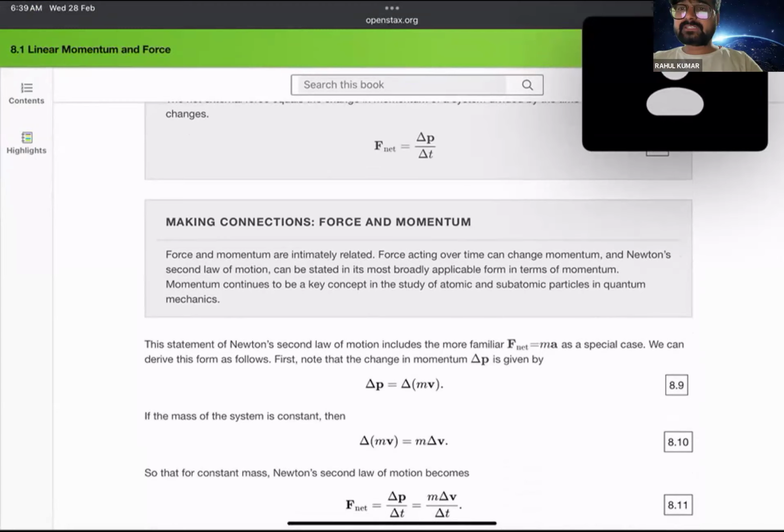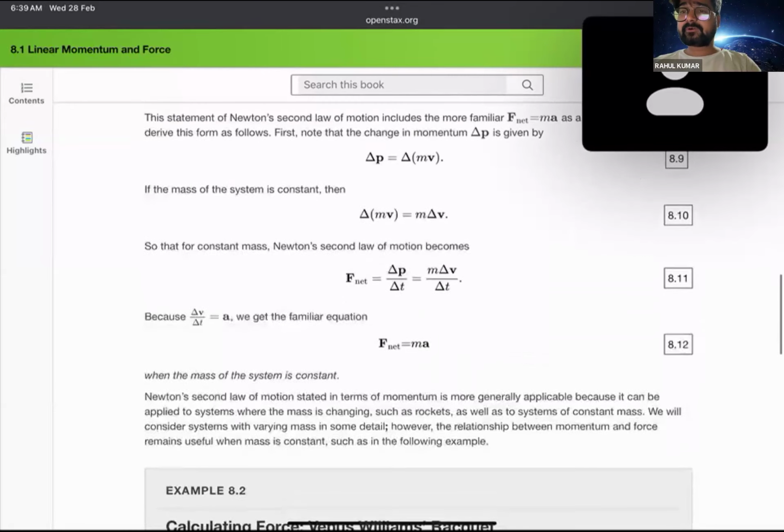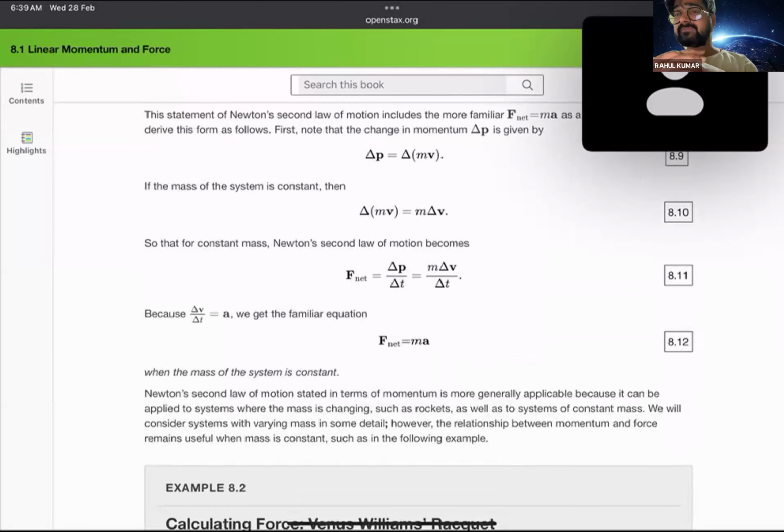Now, force and momentum are intimately related. That is by Newton's second law. Is that right? By Newton's second law, rate of change of momentum is equal to the net force acting on it, right? It is not the force acting on it. It is the net force acting on it.